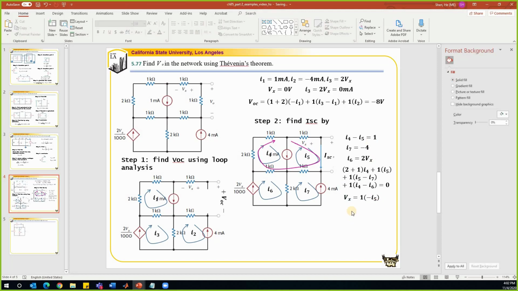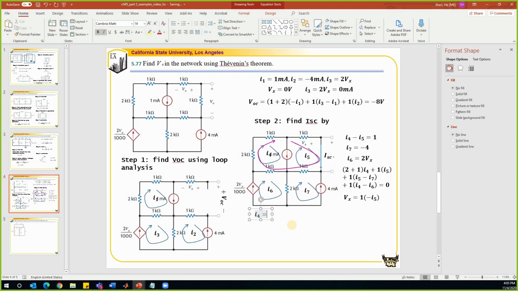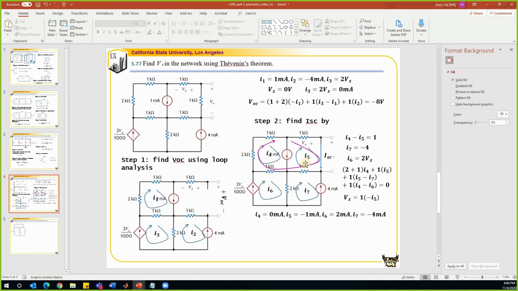Alright, let's solve this. I4 is equal to 0, and I5, let me know if you get a different answer, I find I5 is equal to negative 1 milliamp, and I6 is equal to 2 milliamp. I7 is equal to negative 4 milliamp. And over here, Vx is equal to 1 volt. ISC is the same as I5. So we get ISC is equal to negative 1 milliamp.